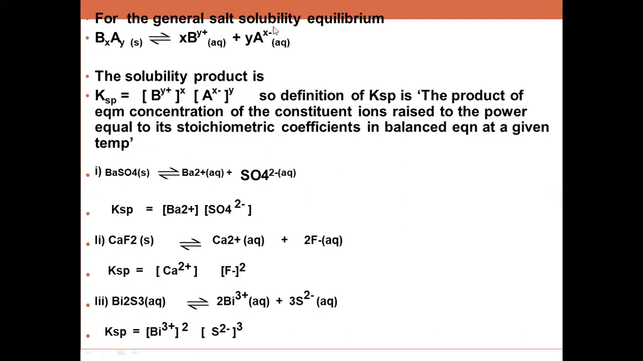Then for the general salt solubility equilibrium, suppose we consider the general example BxAy. It dissociates into xB^y+ (aqueous) plus yA^x- (aqueous).